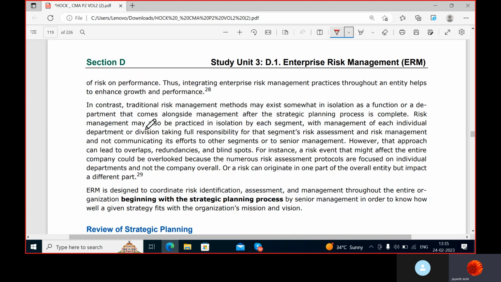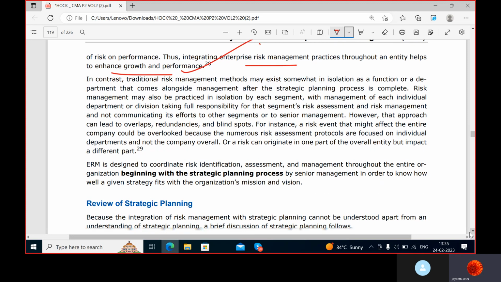So now COSO also wants to integrate ERM practices throughout an entity, and that can help the enhancement of growth and performance of the organization.